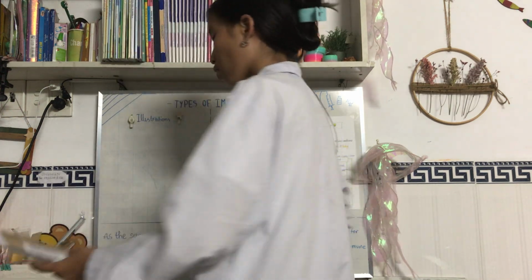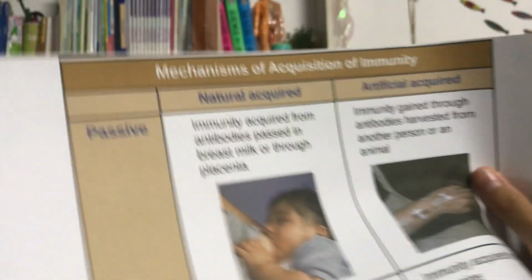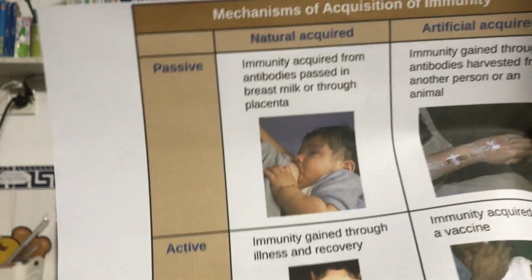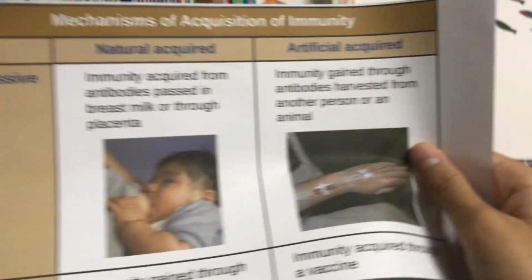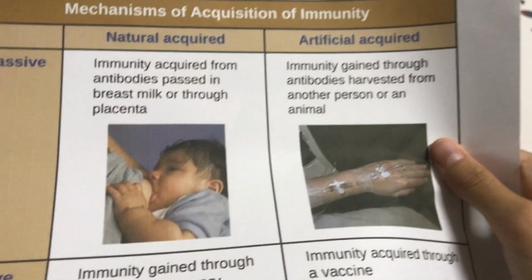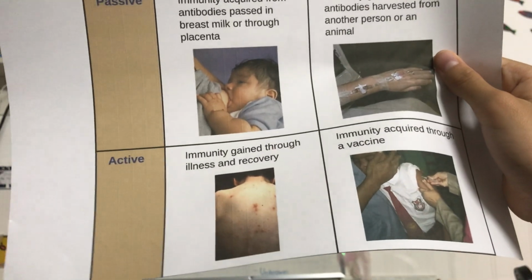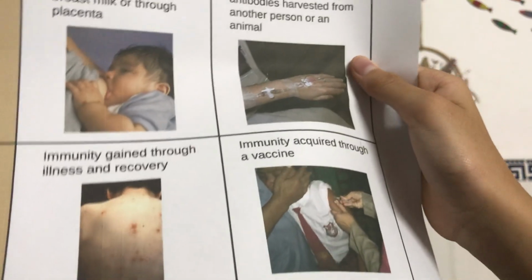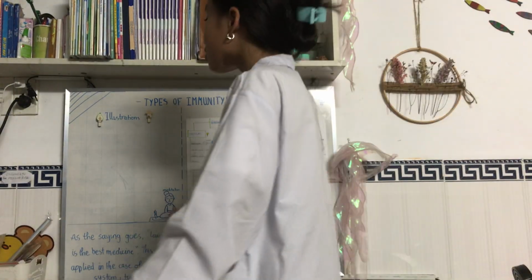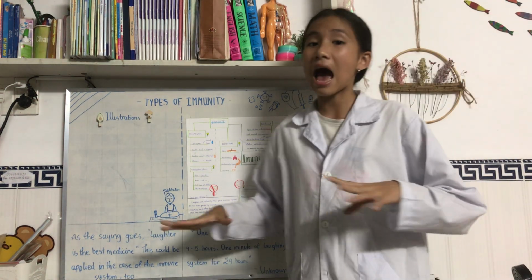Here is a more detailed graph. Naturally acquired passive is the immunity acquired from antibodies passed through breast milk or through the placenta. We also have immunity gained through antibodies harvested from another person or animal that is artificially acquired. And as you can see, active is immunity gained from illness and recovery, and immunity acquired through a vaccination. And that is essentially everything that you need to know, just a brief overview of the types of immunity that we have in our body.